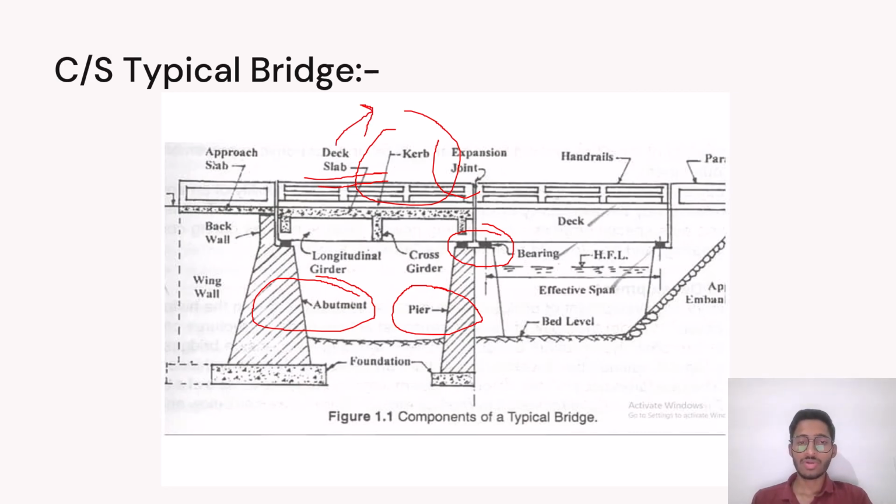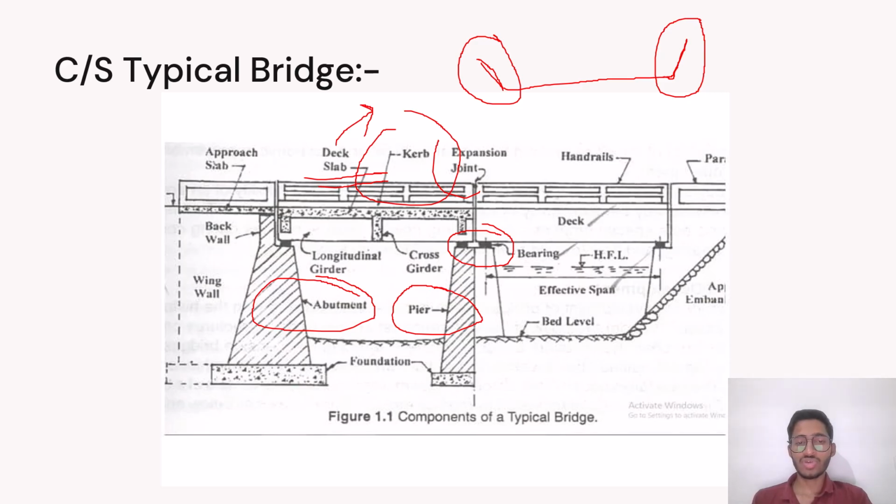Firstly, deck slab. Deck slab is nothing but the surface over which the cars or vehicles run or transport. Then another is the curb. The portion which is slightly overhead on the bridge is called a curb.